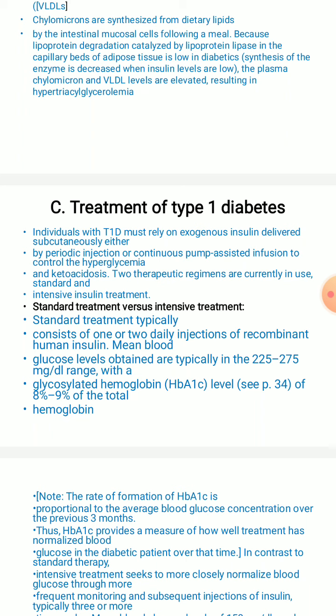We have observed ketoacidosis also. In order to control both the hyperglycemic condition and ketoacidosis, there are two kinds of treatment, that is, two therapeutic regimes currently in use: one is the standard one and the other is the intensive insulin treatment. So, what is this standard regime versus this intensive treatment?